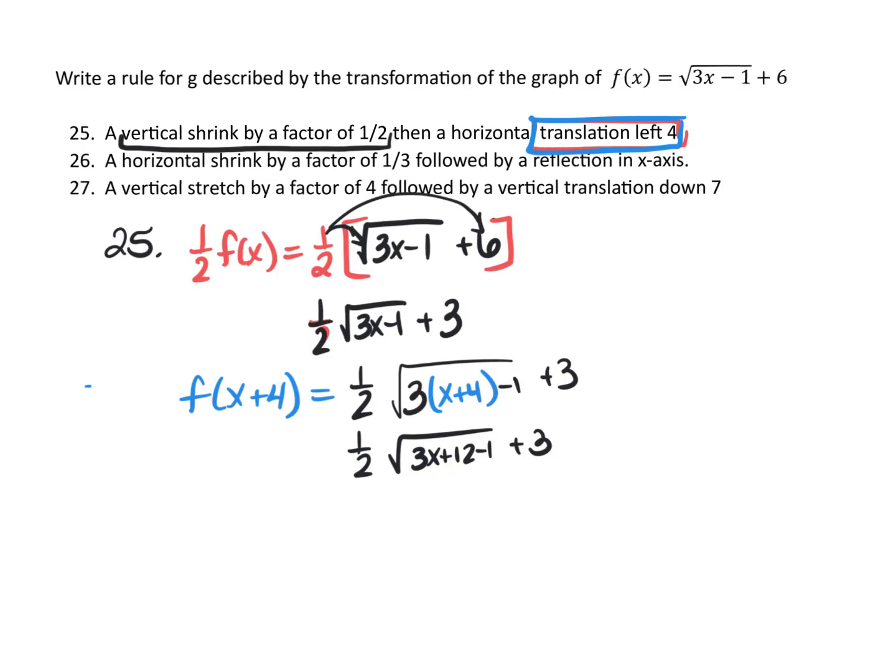When we have these horizontal shrink and stretch factors, it means I can't just add and subtract the 4. It takes more when it's a shrink to make it move over that much. So my final answer, 1/2 square root of 3x plus 11 plus 3. This is the new function, g of x.